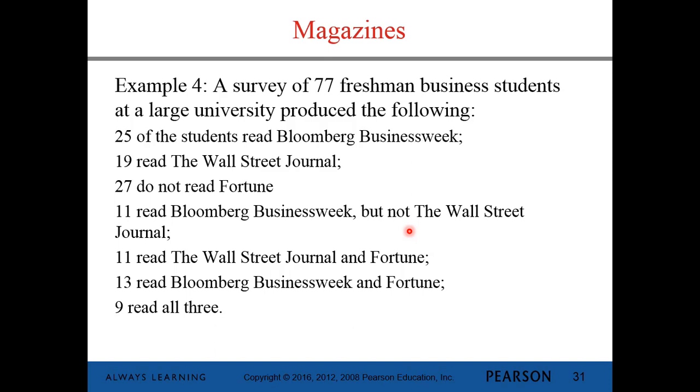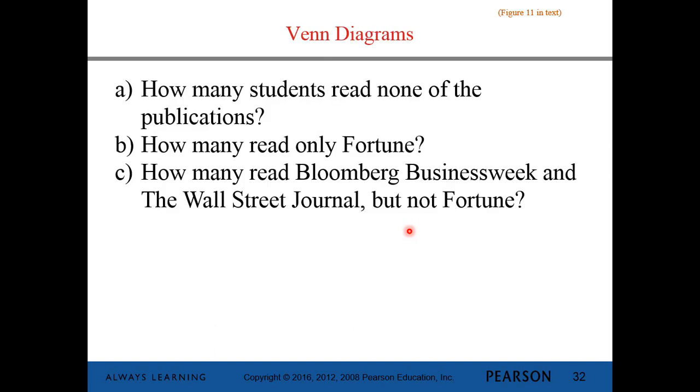Okay, so now we're going to use this information to fill out our Venn diagram, but we got to write the Venn diagram first. So we're going to have 3 overlapping circles. Okay, so we're going to have 8 regions to fill in. Now these are the questions we want to answer. How many students read none of the publications? How many read only Fortune? How many read Bloomberg Business Week and the Wall Street Journal, but not Fortune? Okay, so let's answer these separately.